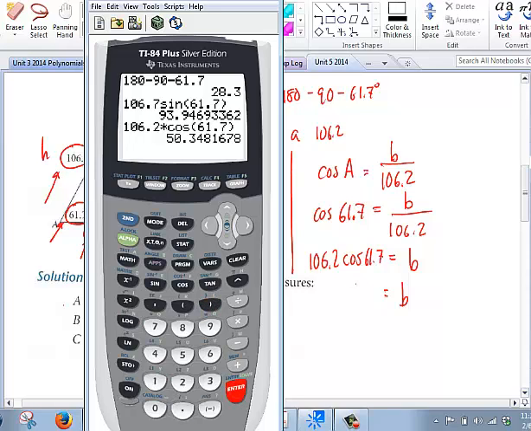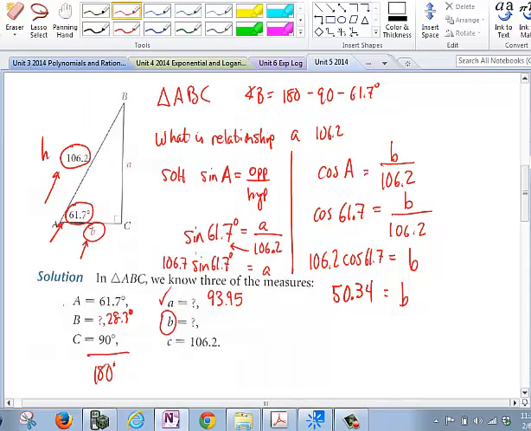And I get for the side B, 50.34. Now we want to check this answer out. So we have 50.34. What is a way that we can check to see if three sides form a right triangle? Well, this is a simple check. We're going to use Pythagorean theorem.